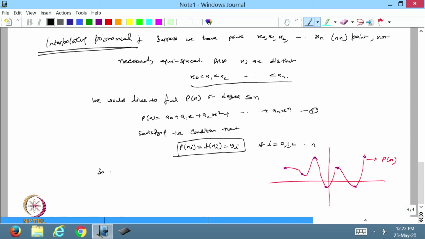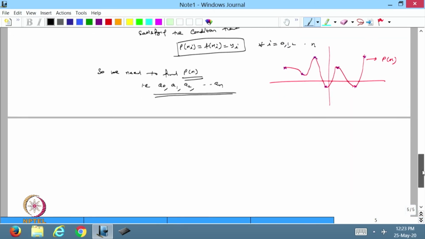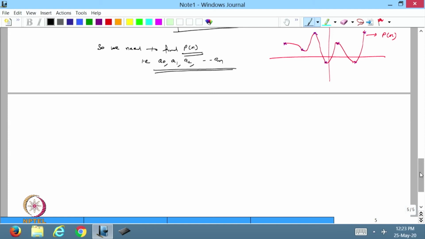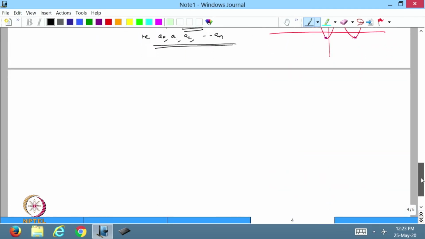So, we need to find P(x), and that is the coefficients a0, a1, a2 up to an. To find the value of P(x) means I should know the values of a0, a1, a2, all these values we have to find out. That will be my interpolating polynomial. So, let us try to find these coefficients a0, a1 up to an.